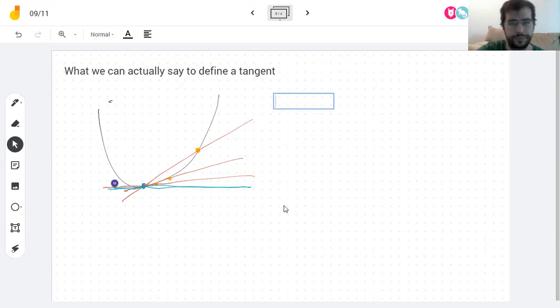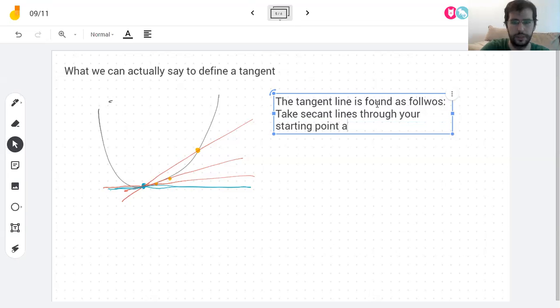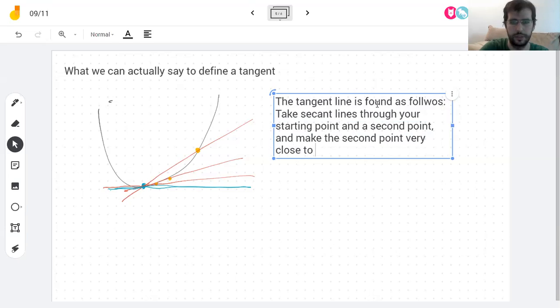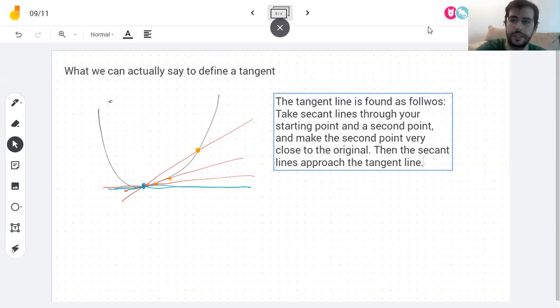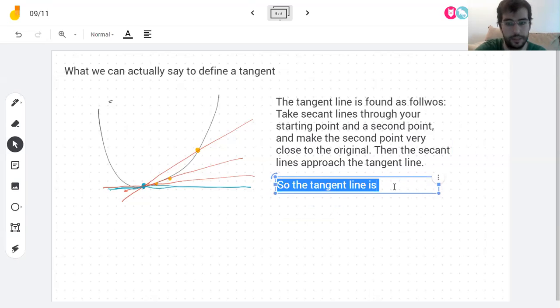So let me write that down. The tangent line is found as follows. Take secant lines to your starting point and a second point, and make the second point very close to the original point. Then the secant lines approach the tangent line. And this is what the tangent line is. It's whatever the secant lines are approaching. And the slope of the tangent line is whatever the slope of the secant lines is approaching.